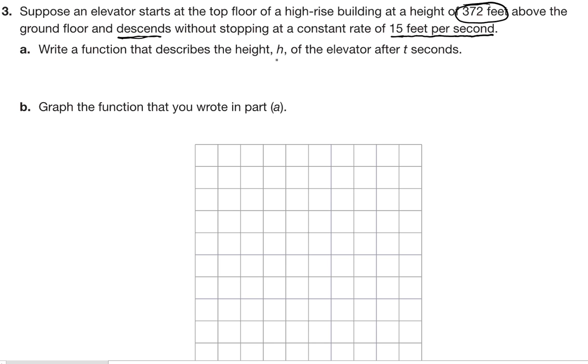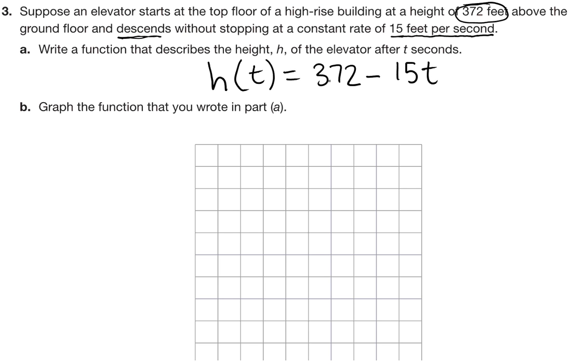Write a function that describes the height, h, of the elevator after t seconds. So the height of the elevator in terms of time is equal to, see, we begin at 372, and from that we're going to be subtracting, every single second is going to be another 15. So we're going to be subtracting 15t. So as the number of seconds increases, the amount that I'm subtracting from the 372 will increase also. So 372 is going to get smaller and smaller as I move down.